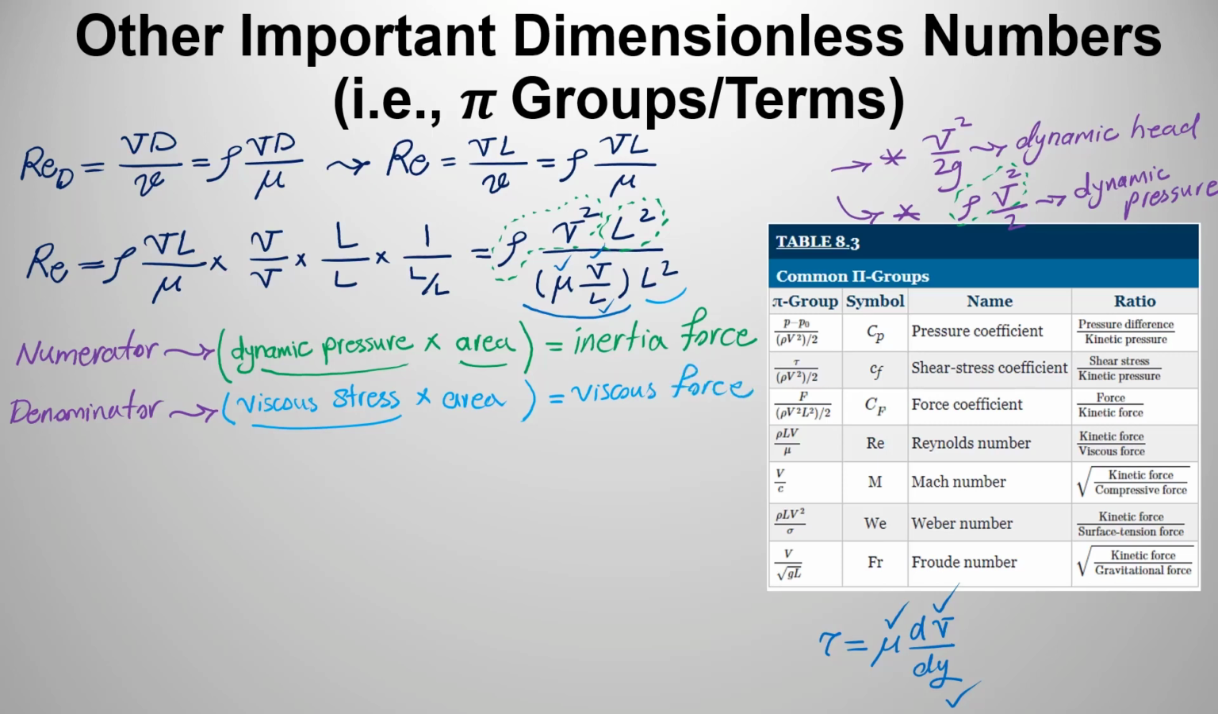All right, so based on this, I can tell you that Reynolds number, which is a dimensionless number, or which is a pi group, is ratio of inertia force over viscous force.